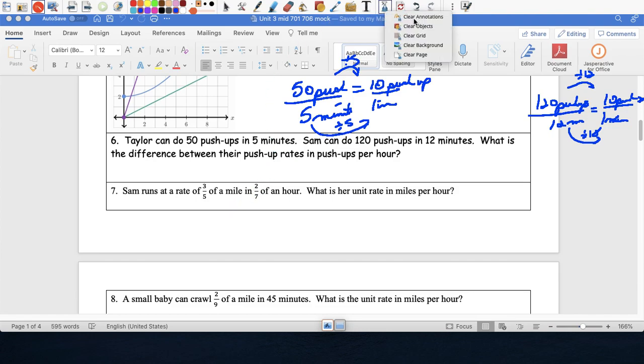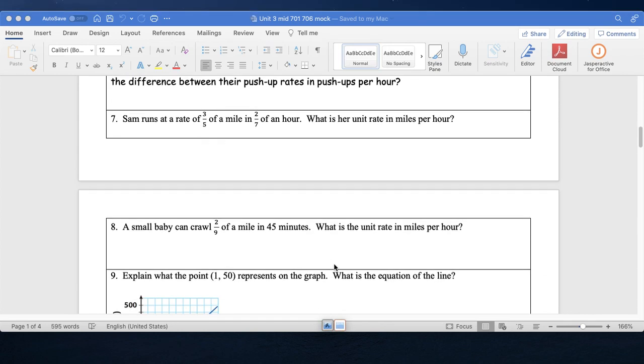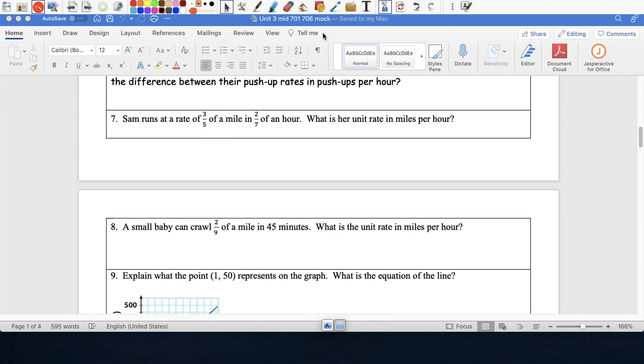7. Now this is called a complex fraction. It's just a fraction of a fraction. But the idea is the same, right? We still want to, in this case, how do we know which one to put in the denominator? Well, because it says here, miles per hour. So how many miles in an hour? So 3/5 of a mile in 2/7 of an hour. We want to change this, right? So again, we're finding the equivalent ratio where just the bottom is 1, right?